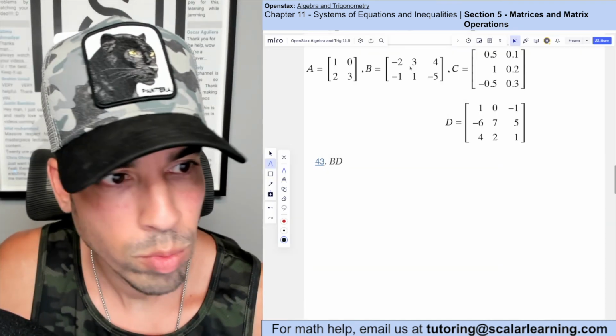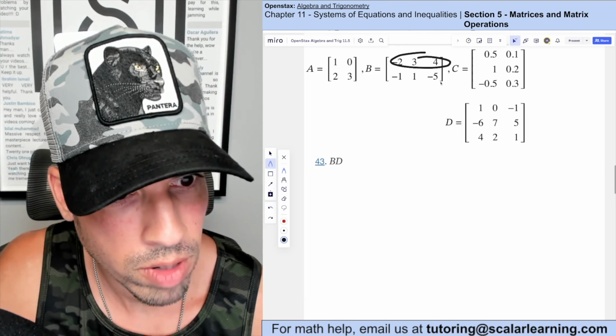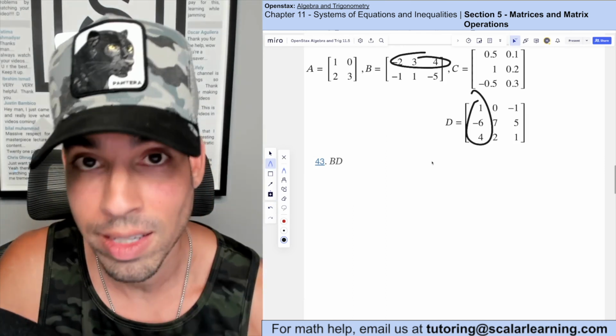Done. So for this one, we're doing B times D, and as long as the number of columns equals the number of rows, we're good to go, and it does, so let's do it.